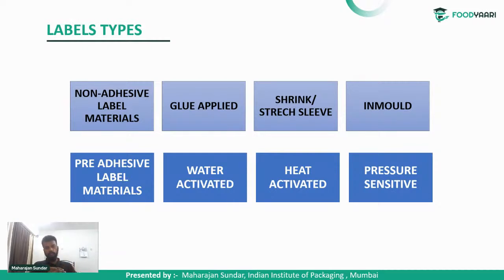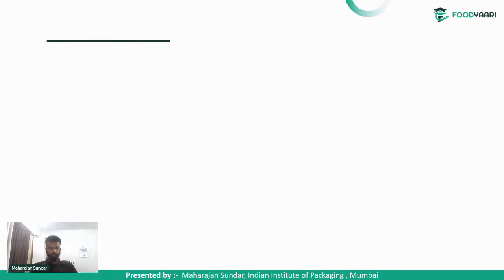Heat activated is the same. The adhesive material will be on one side, coated and fixed by mechanical means, and heat will be applied so that the adhesive sticks to the product. Pressure sensitive: while applying the label, the mechanical component gives pressure to the body of the container, so that the label sticks to it.